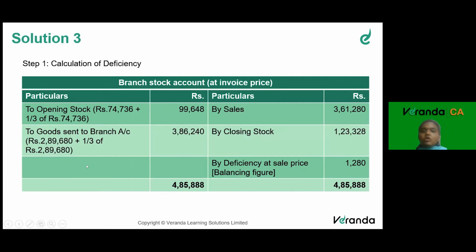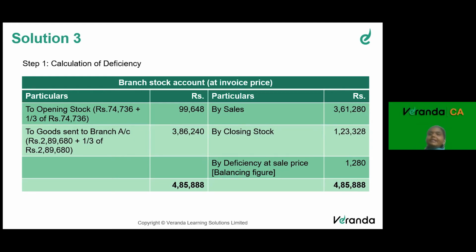Now the goods in the branch stock account. How much goods has been sent to the branch in the head office books? Goods have actually been sent to the branch amounting to 289,680, given in the question. This is at cost. Add the profit portion on that: one third of 289,680, to get it at invoice price. Sales will definitely be at invoice price, so there's nothing to be added, whatever is there in the question. The closing stock is also at invoice price, given in the question. Do you all note it, or should I go back? Yes, clear? Yes, ma'am.